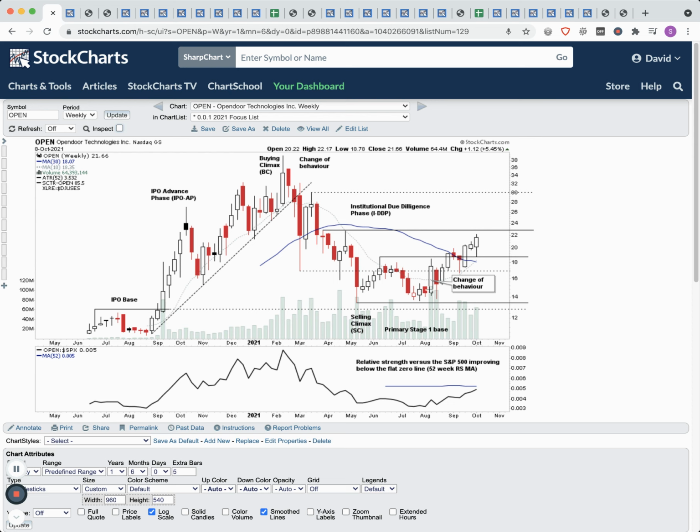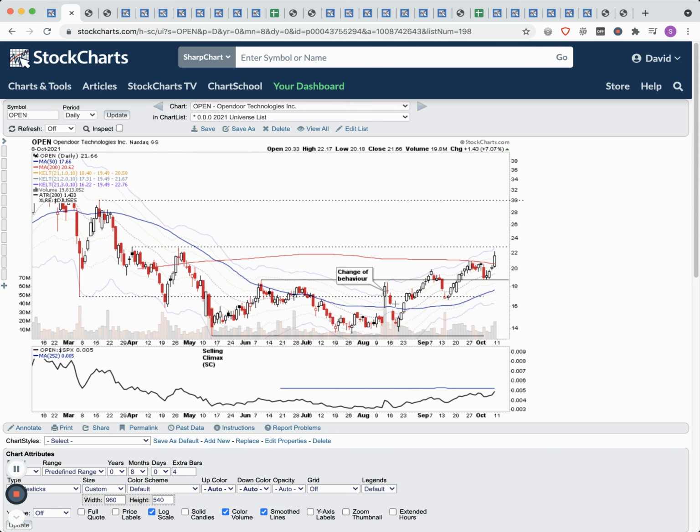We had this change of behavior week here, which, if we go down onto the daily chart, you can see was a gap up week on heavy volume. This was our first significant bar, and the change of behavior following the sell-off from the highs. So we've been developing this stage one base.